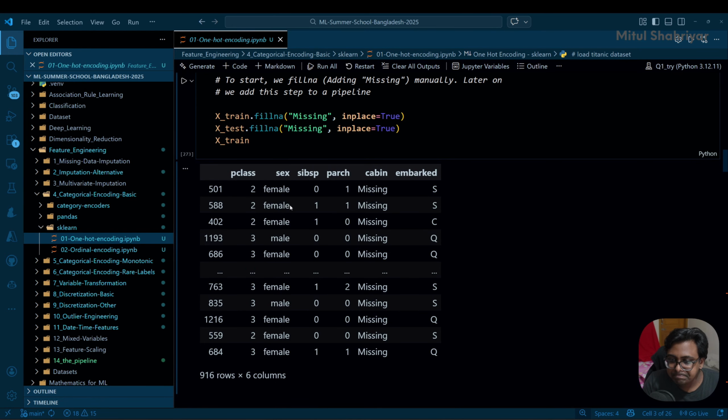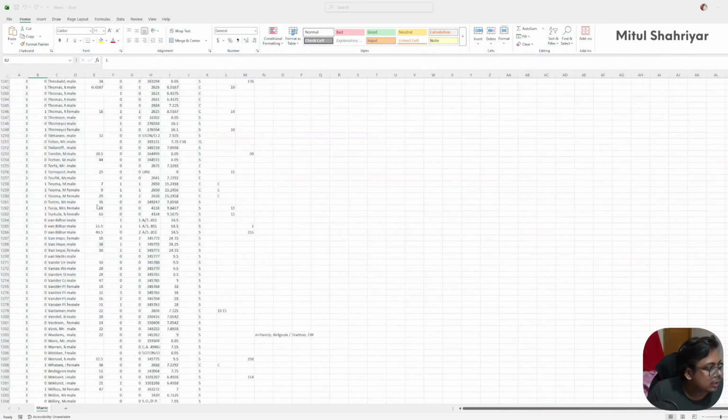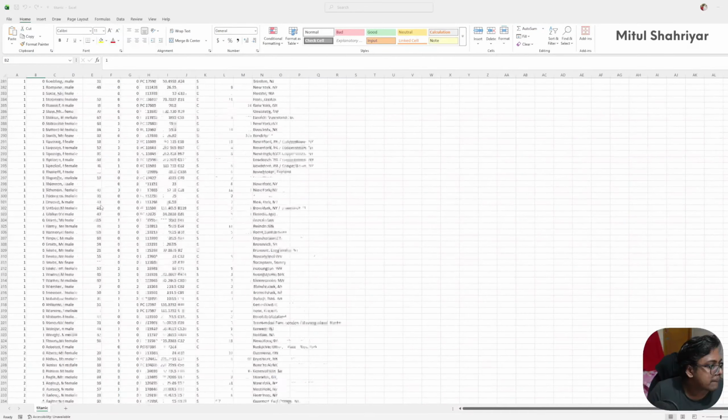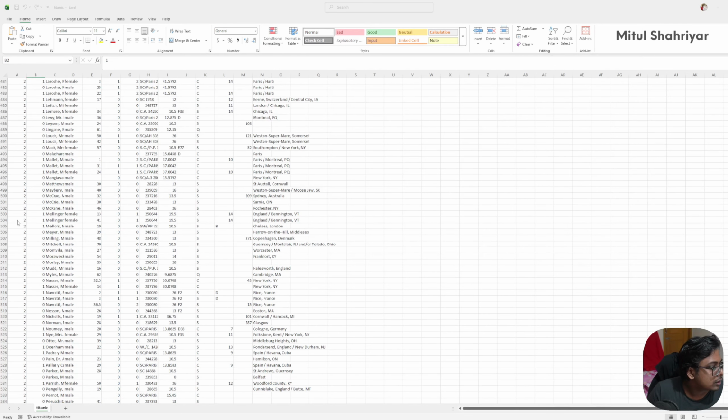Now if you look at the training data only, you can see that for the cabin the missing values are there, specifically for row 501. If you go into our dataset and verify this one, 501, let's go.